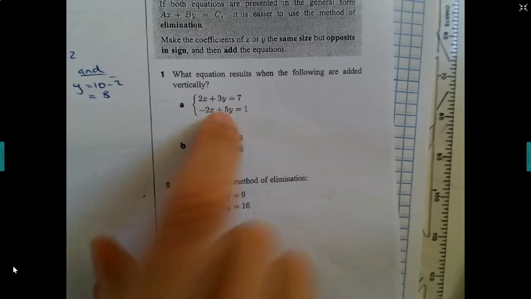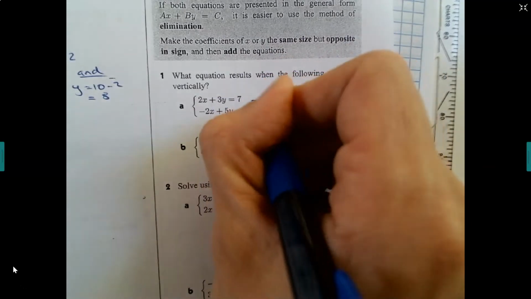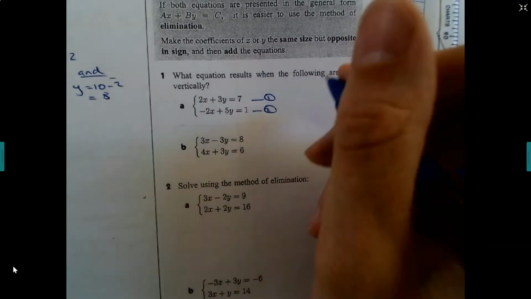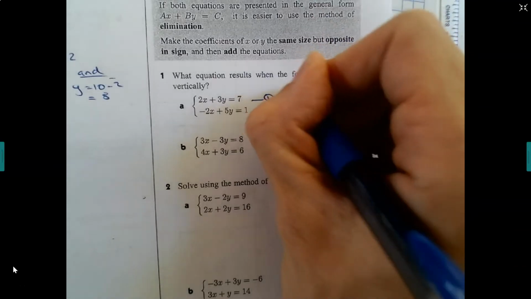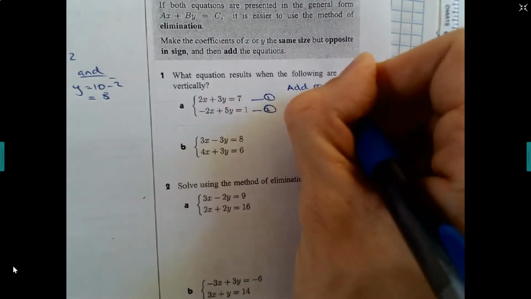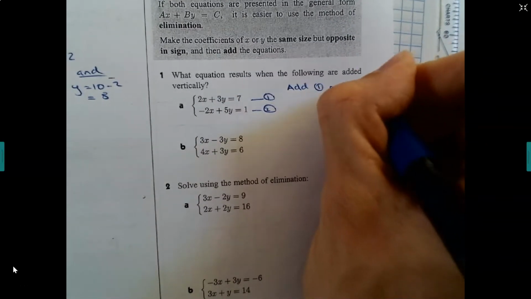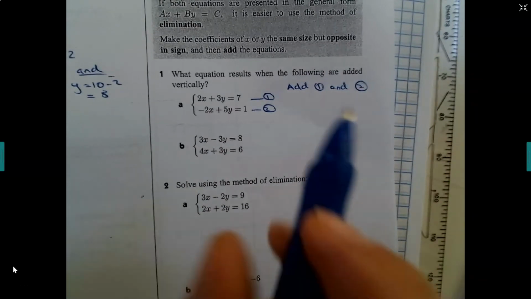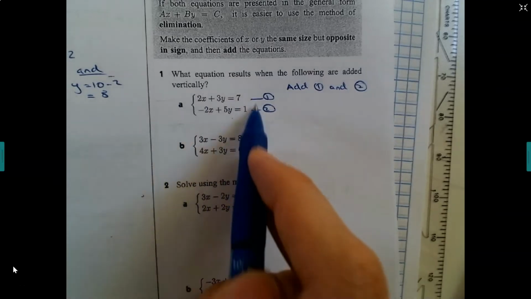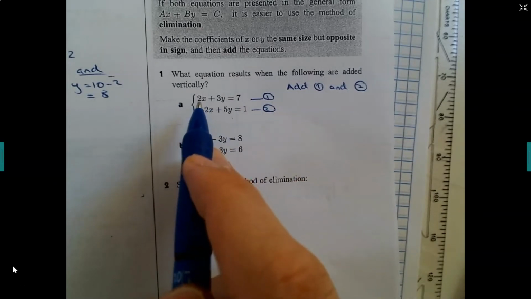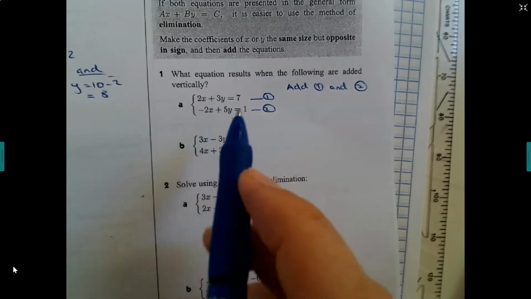All right, here's one equation in general form, here's another. Now I'm going to call this 1 and I'm going to call this 2. Now we're going to add 1 and 2 together. I'm going to add those two equations. So we're going to do a vertical addition where we add all the x terms, we add all the y terms, and we add all the constants.